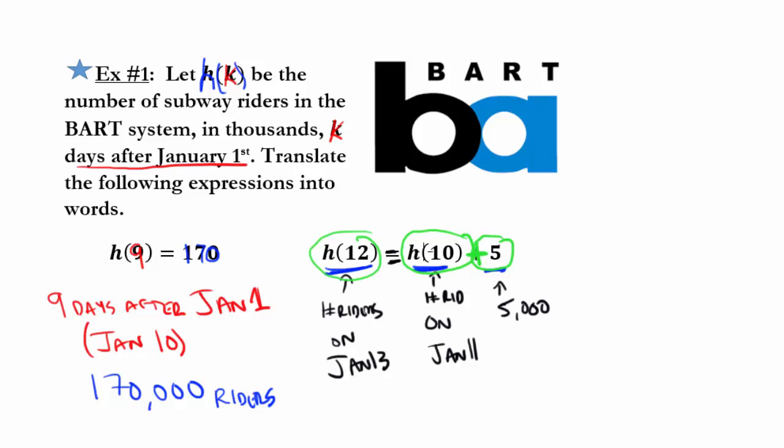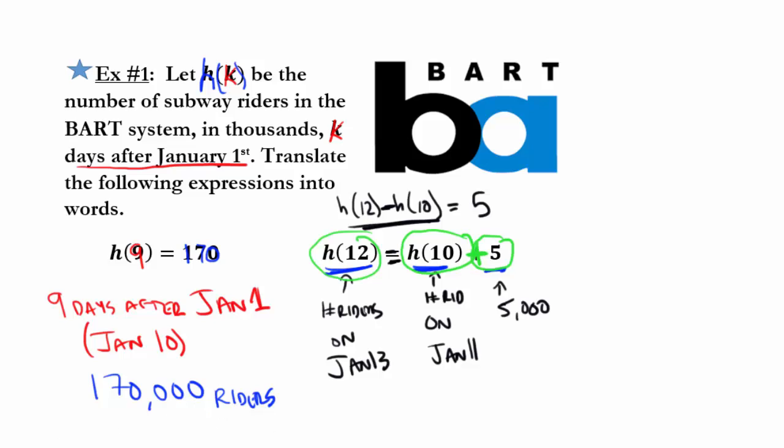Put differently, we could actually take this whole equation and rewrite it as h of 12 minus h of 10 equals 5, right? We can just subtract h of 10 from both sides. And this right here shows you that the difference in subway riders between 12 days after January 1st and 10 days after January 1st is 5,000 riders. So that's another way of interpreting the same thing. So it's basically saying that there were 5,000 more riders on January 13th than there were on January 11th.